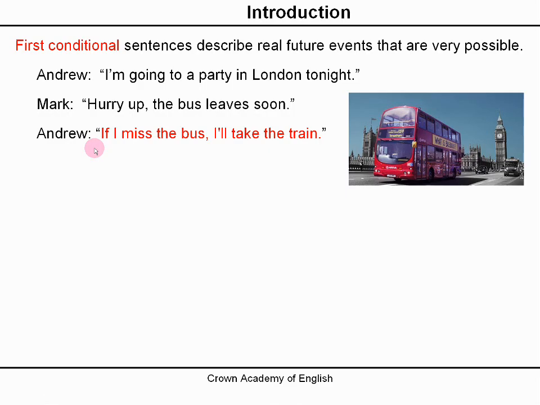And it is made up of two parts. The first part is the condition. Here it is, if I miss the bus. And then there is the result. I'll take the train. So the first conditional is if this condition is true, then this will happen. Okay? And it's in the future. So if this condition is true in the future, then this will happen in the future. Okay?